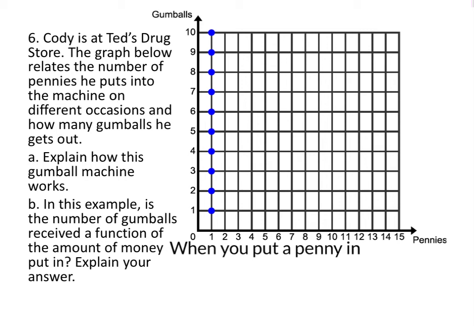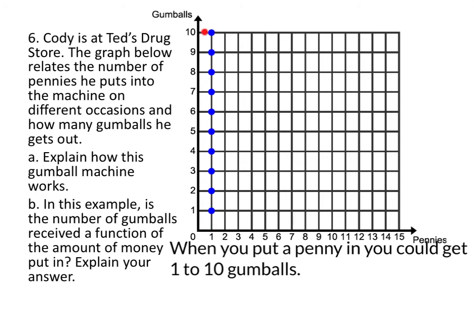So when you put a penny in, you could get 1 to 10 gumballs, okay? And we don't know how many gumballs he'll get. But that's how this gumball machine is working. Now, the fact that we don't know how many gumballs are going to come out should tell us that this machine is malfunctioning.